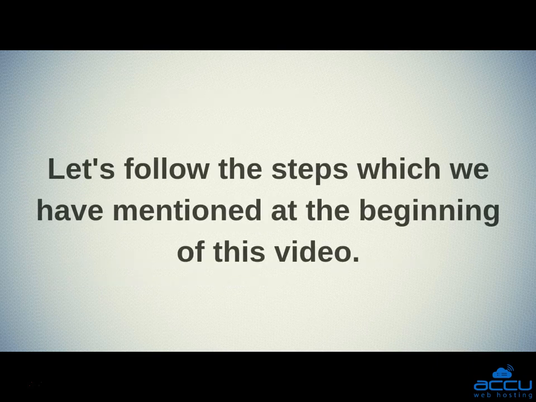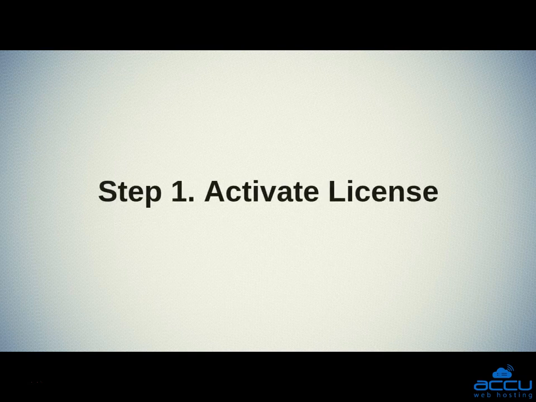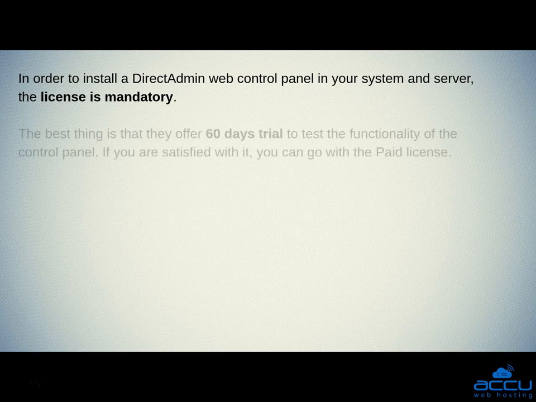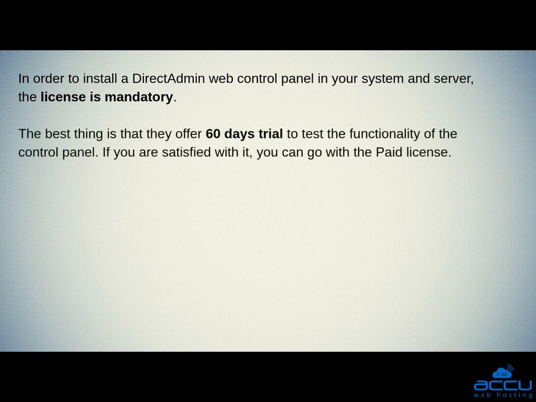Let's follow the steps which we have mentioned at the beginning of the video. Step 1. Activate license. In order to install a DirectAdmin Web Control Panel in your system and server, the license is mandatory. The best thing is that they offer a 60 days trial to test the functionality of the control panel. If you are satisfied with it, you can go with the paid license. Below is the free trial URL.